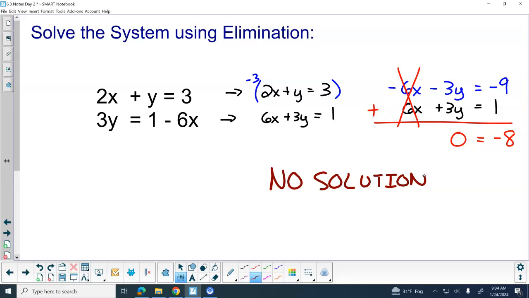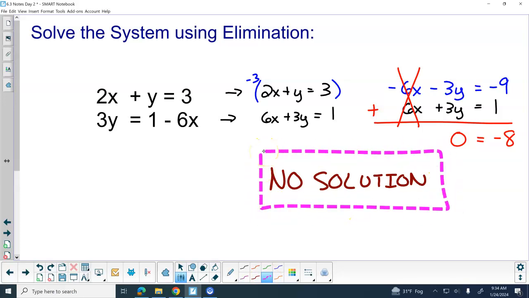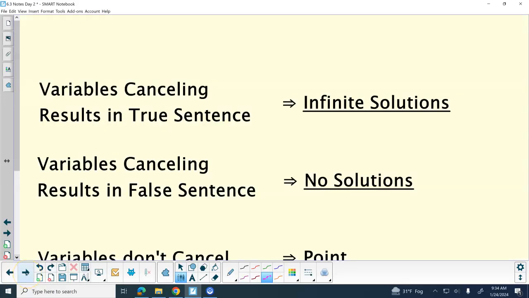Infinite solutions. Okay. So if both of your variables drop out, resulting in a true sentence like 0 equals 0, then that's going to be infinite solutions. If it's like that last one where it was 0 equals some other number, then it's no solutions.